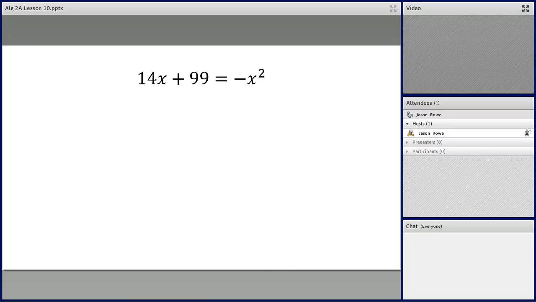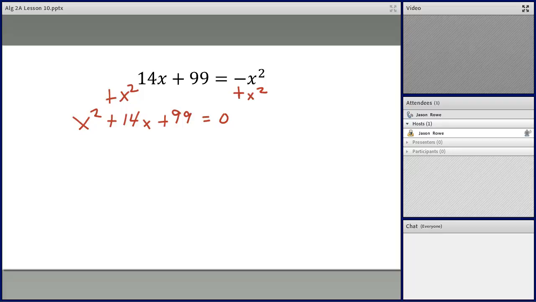Okay, now this one's like number 7. Well, this isn't written like the other ones, Mr. Rose. So now what do I do? Well, I'm going to rewrite this in standard form. So one step to make that happen is I'm going to add x squared to each side. And so that's going to give me x squared plus 14x plus 99 equals 0.